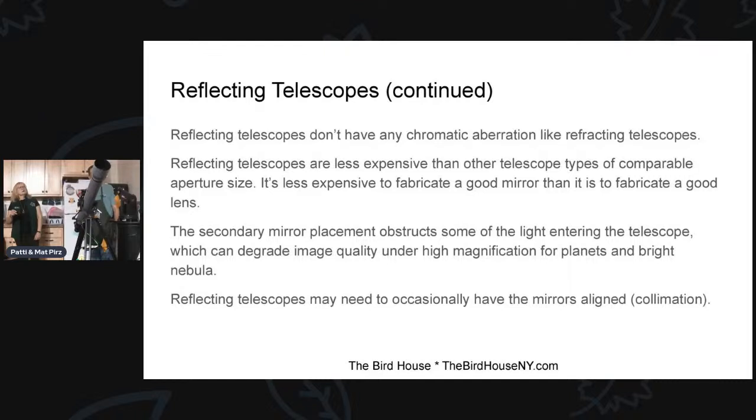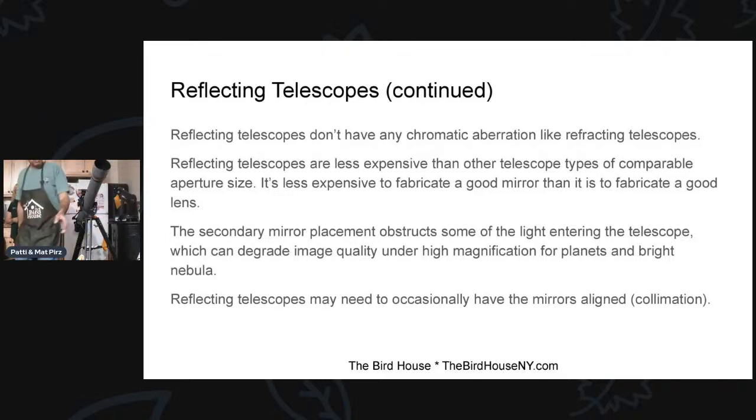The other neat thing to know is that reflecting telescopes with mirrors may occasionally need to have the mirrors aligned. It's called collimation. It's not too horrible. Scopes from Celestron come out of the box pre-collimated, so you don't have to mess around with it. Usually, unless you've actually dropped the telescope, you probably don't have to realign things.